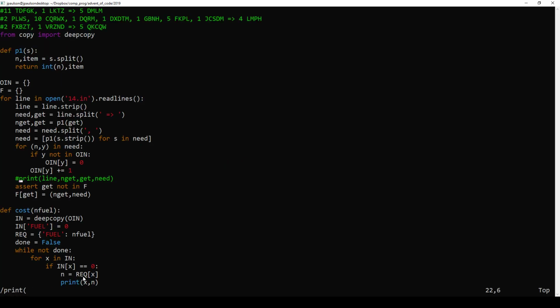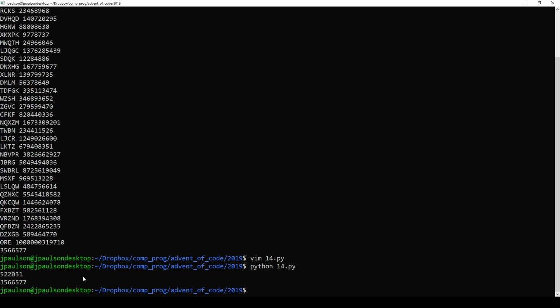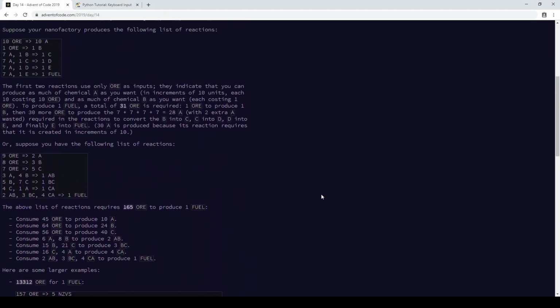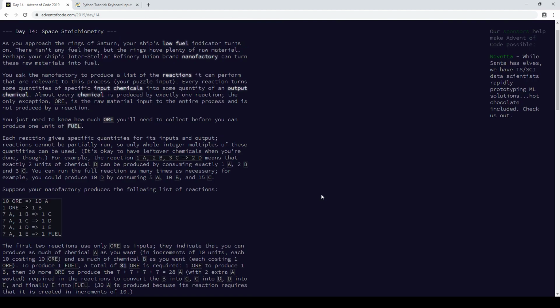Lovely. So, yeah, that's the idea for part two. Cool problem today. I wish I'd realized that my initial idea was wrong earlier, but it's cool that my initial idea was wrong and it required some more thought. That was a nice idea. So that's all for day 14.